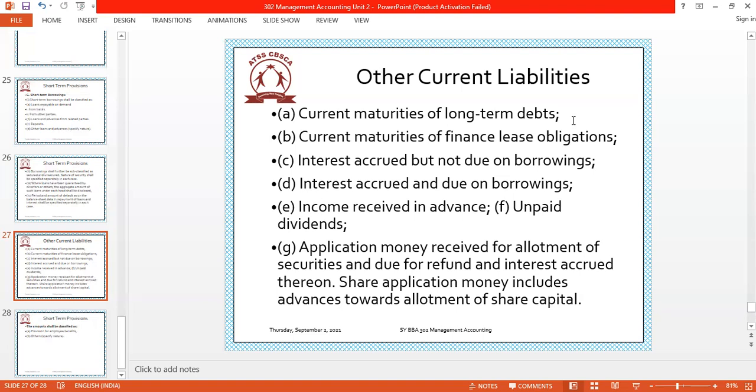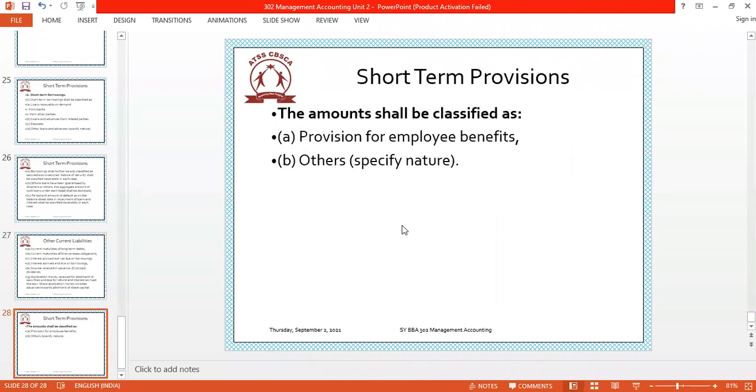One great example of current liability is the raw material that we purchase on credit, which we have to pay in less than 1 year. That is sundry creditors. Also, bills payable is one example of other current liability. Besides this, if we have received applications for shares but are unable to issue shares, whatever money we have received as share application, we have to refund in no time. That is also your other current liability. Last is short-term provisions. The amounts shall be classified as provision for employee benefits, others.